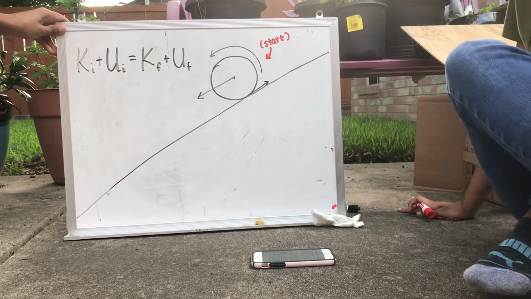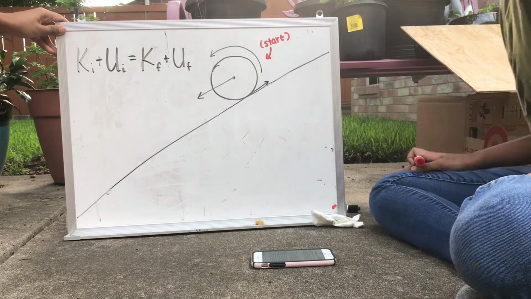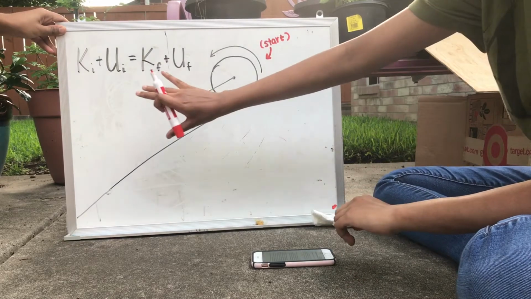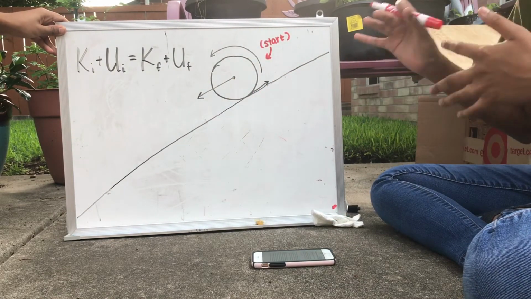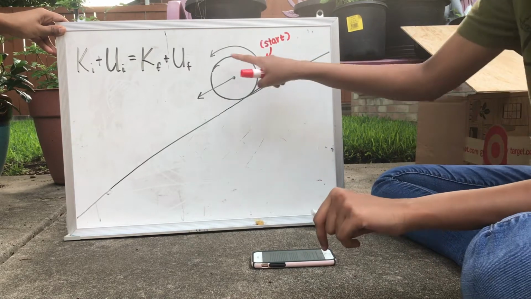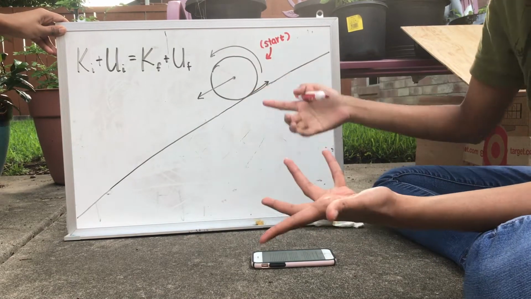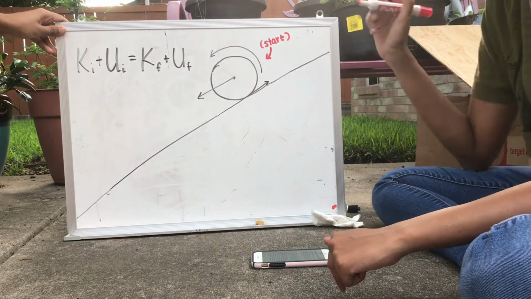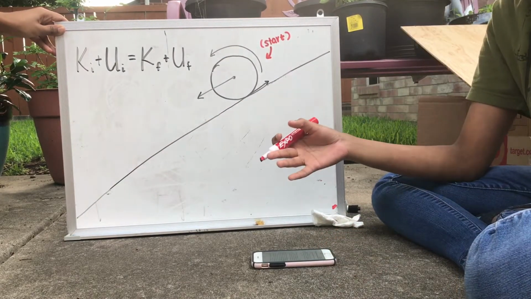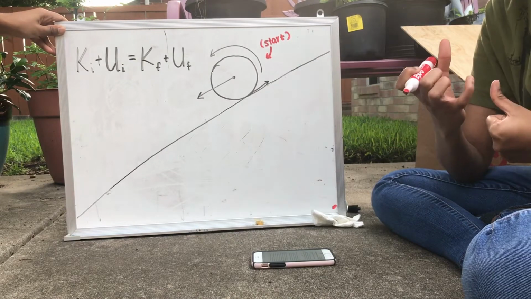Alright, so let's put everything together. Here we have our basic setup, our hypothetical rolling motion problem. We have, let's call it a disk, and it's on an incline, about to start rolling down this incline. And so we can use the law of conservation of energy to pull everything together.